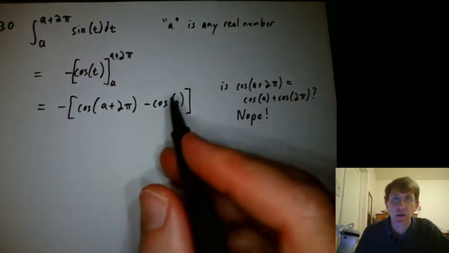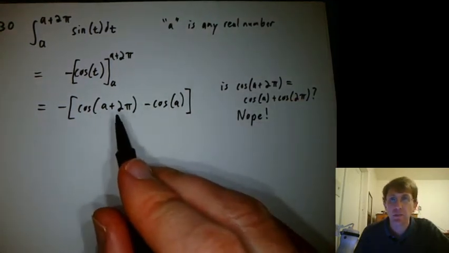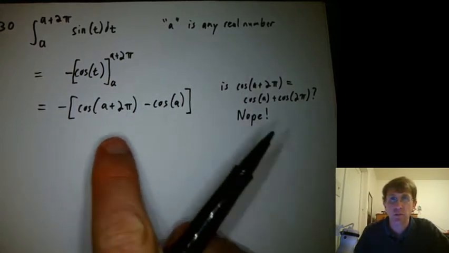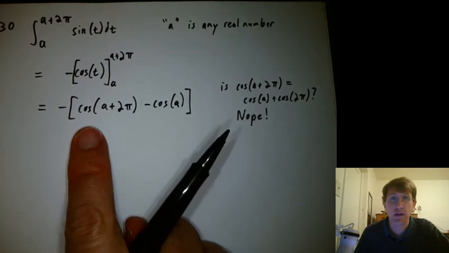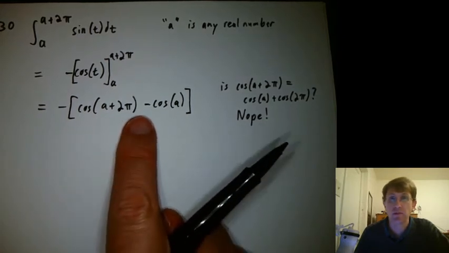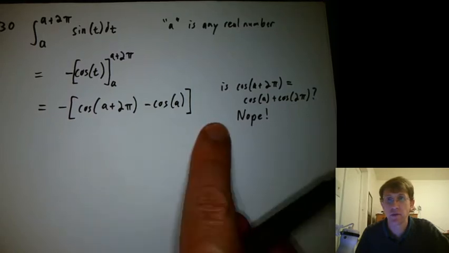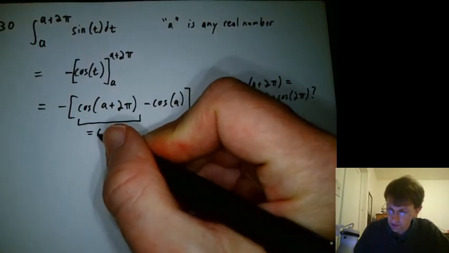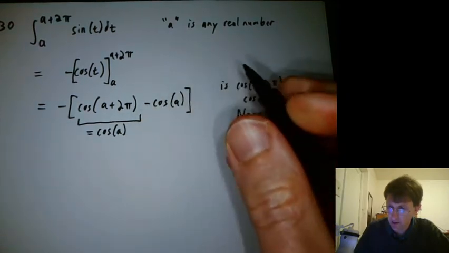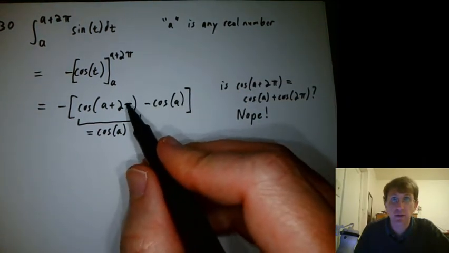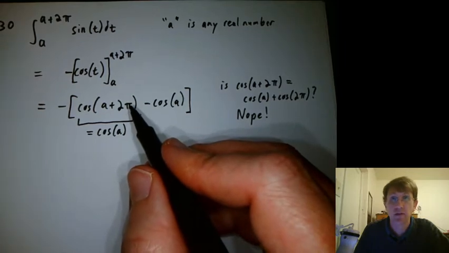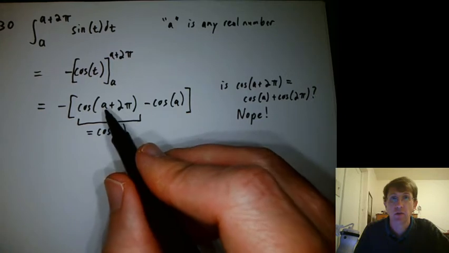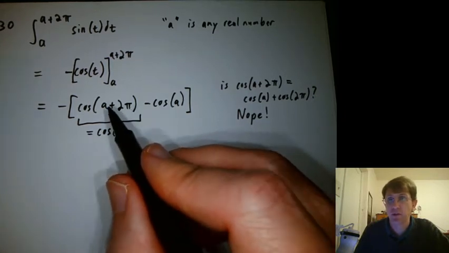What can we do? We can say that a plus 2 pi is 2 pi later on the timeline, but cosine has a wavelength of 2 pi, so cosine of a plus 2 pi is the same y value, just moved over by 2 pi. So this whole term is just cosine of a. I'm not saying you can always get rid of the plus whatever. I'm just saying because it's 2 pi and we don't have a frequency multiplier here, we're going one full wavelength into the future, and so we get the same y value.